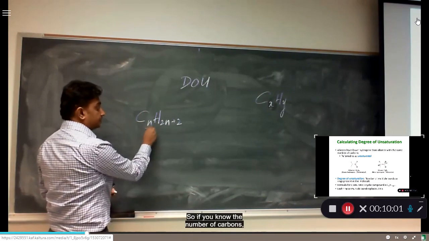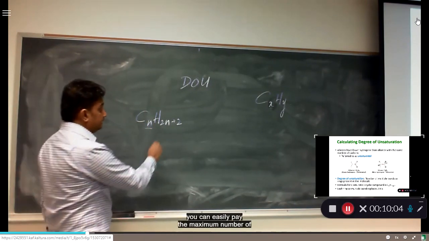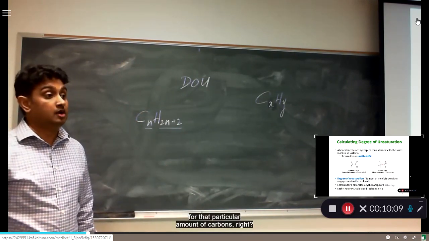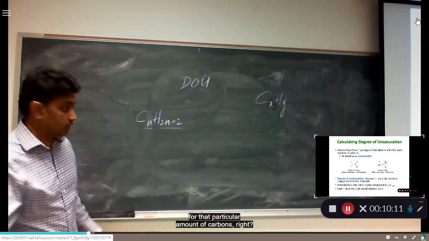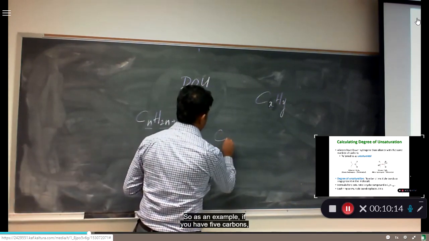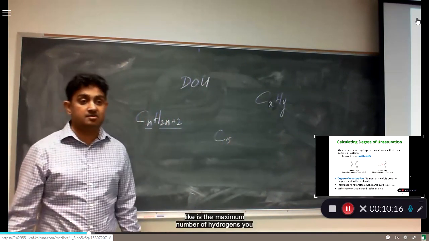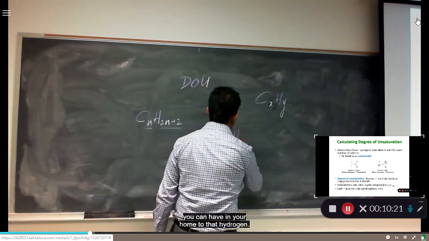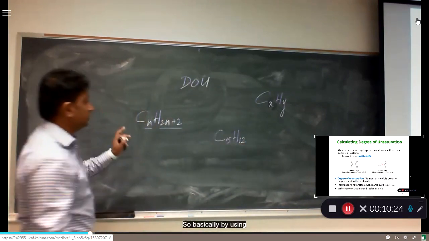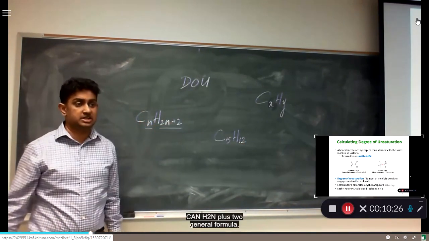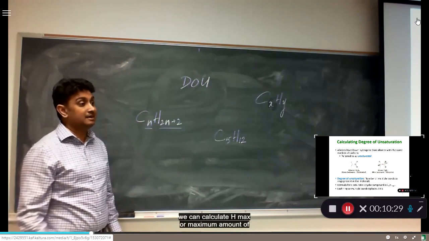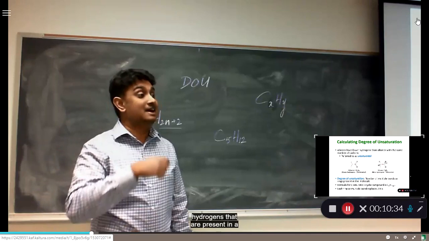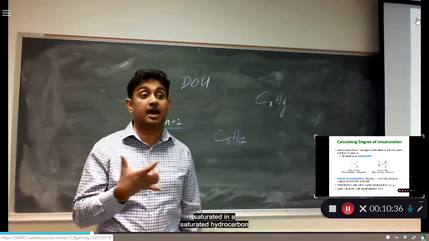So if you know the number of carbons, you can easily predict the maximum number of hydrogens you can have for that amount of carbons. As an example, if you have 5 carbons, what is the maximum number of hydrogens? 12. You can have a maximum of 12 hydrogens. So by using the general formula CnH2n+2, we can calculate Hmax, the maximum amount of hydrogens present in a saturated hydrocarbon.